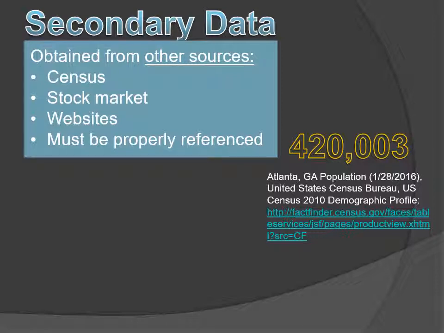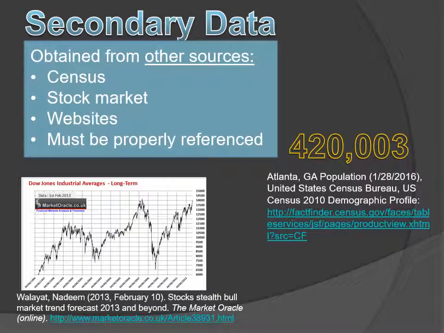If I wanted to disprove the census, perhaps I could gather my own primary data there. But in most cases, no need to reinvent the wheel. I might want to look at the Dow Jones Industrial Average, their long-term performance. Well, this article from 2013 takes a look at it and may give me the information I need.